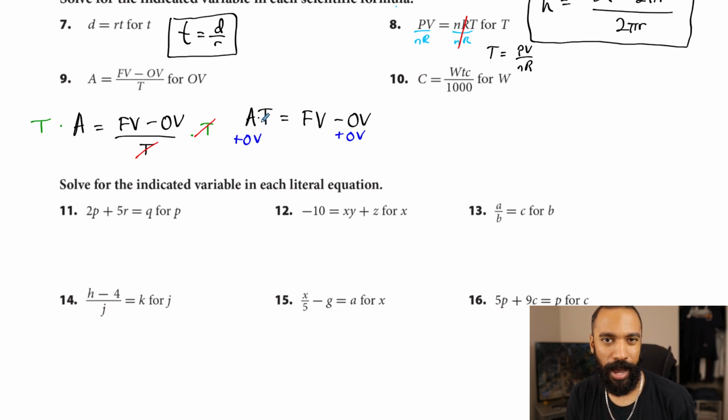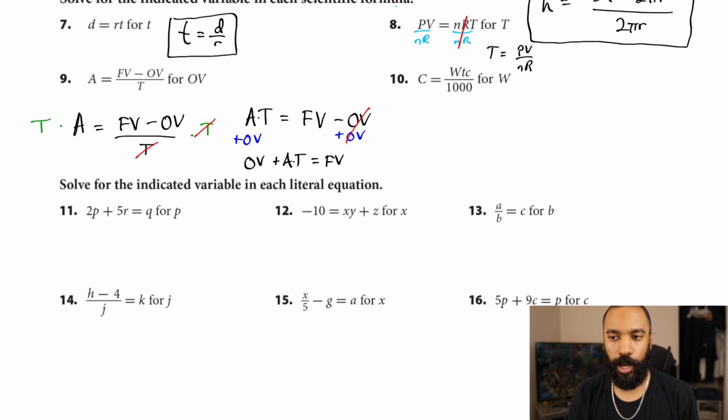And remember, these don't combine. But what I get, in essence, right here, and I'm going to move that AT over afterward, is OV plus AT, A times T, equals FV. Now this A times T is adding with OV. Now I'm going to move that over to the other side of the equation. So a lot of moving over. That's fine. Minus AT, A times T.